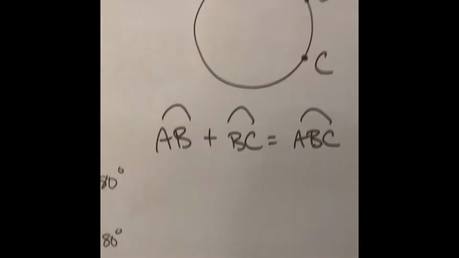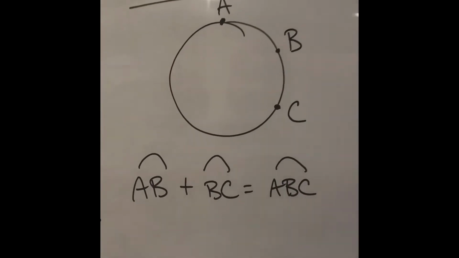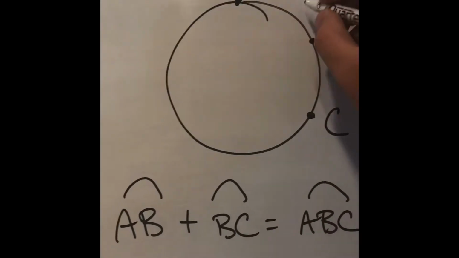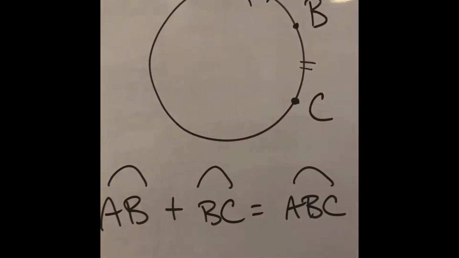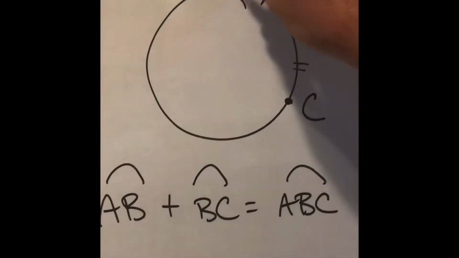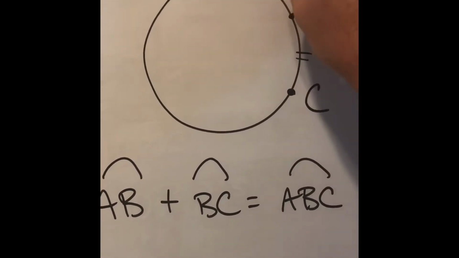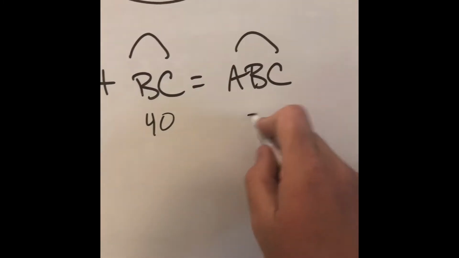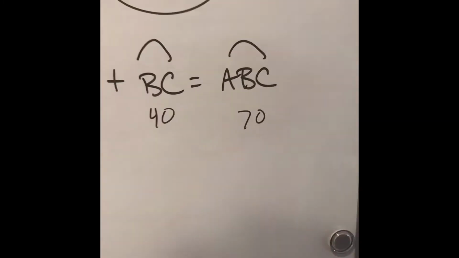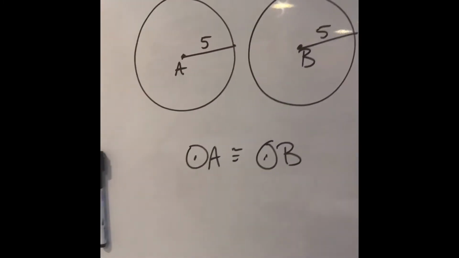Okay, that brings us to our postulate that we wrote down today, the addition postulate. So what we're saying is that if we take AB, add that to BC, that's going to make the arc from A through B to C. And if we gave these numbers, let's say 30 and 40, this would be 30, 40, and yes, that would equal 70.